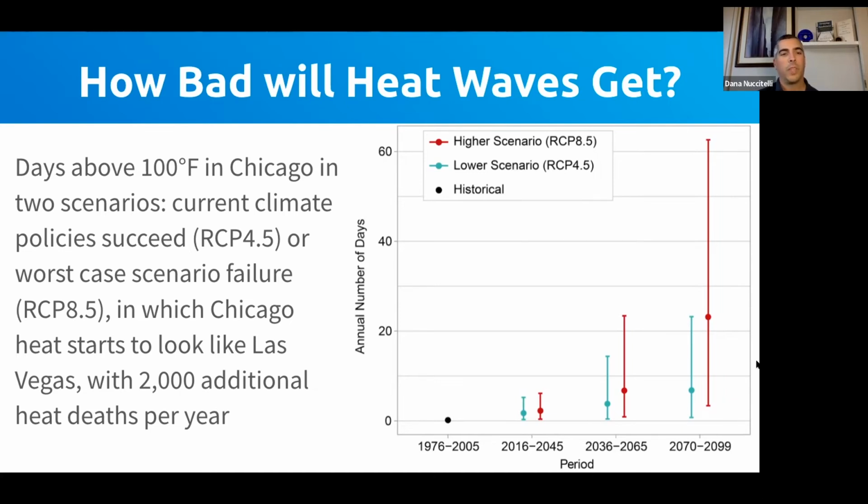So, you know, Chicago starts to look more like Las Vegas in terms of the extreme heat in a worst case scenario, and potentially 2,000 additional heat deaths per year. Again, in that worst case scenario, which we are probably going to avoid, but nevertheless, it's a big risk if we backslide in our climate policies that we could start to see these really big impacts in terms of heat in northern cities.